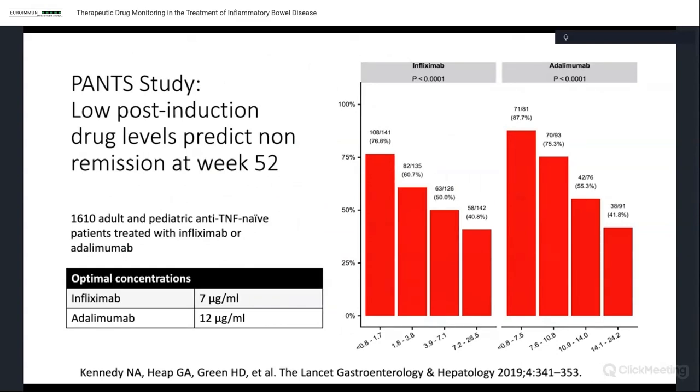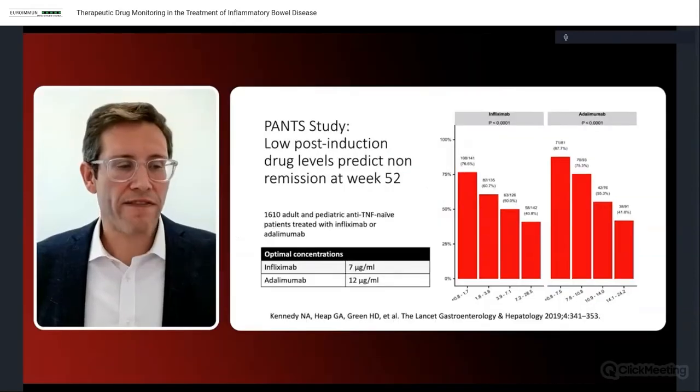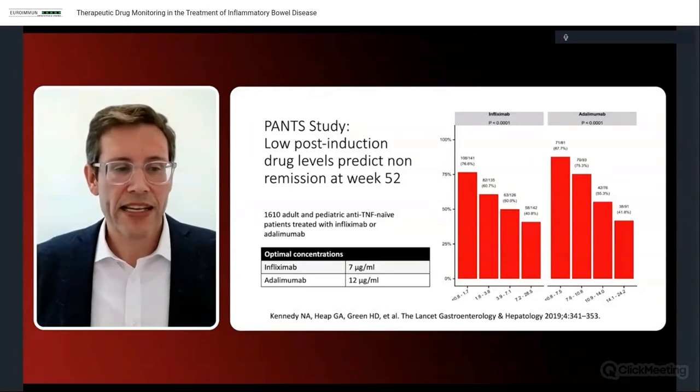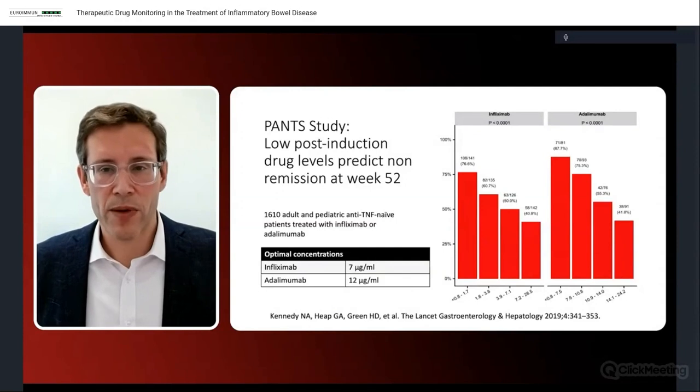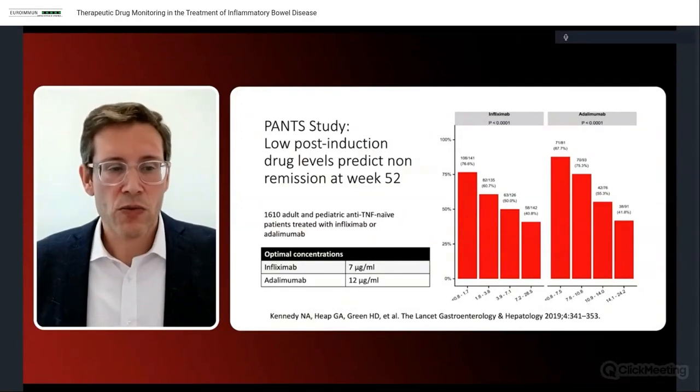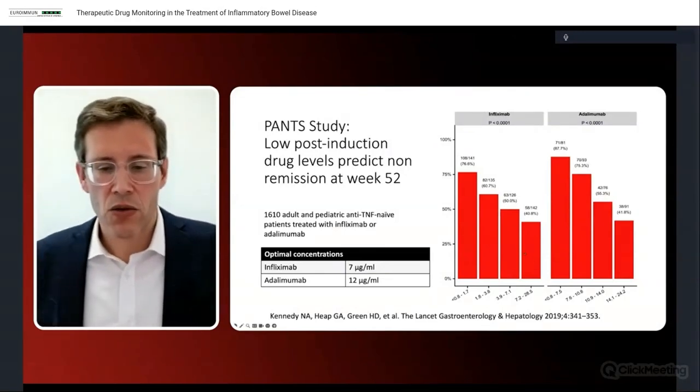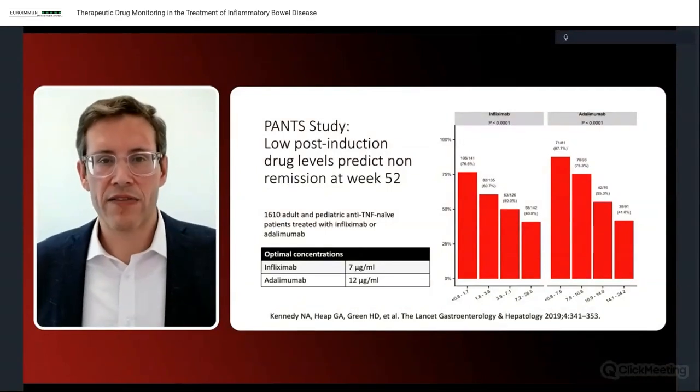So do levels truly matter for improving outcomes and reducing anti-drug antibodies? What does the evidence show? Well, there are many, many studies associating low drug levels with poor outcomes. But one of the most convincing studies is the PANTS cohort study, where they followed over 1,500 adult and pediatric anti-TNF naive patients treated with infliximab or adalimumab. And at 52 weeks, they found that the likelihood of non-remission was much higher in patients with the lowest drug levels at the end of induction therapy.